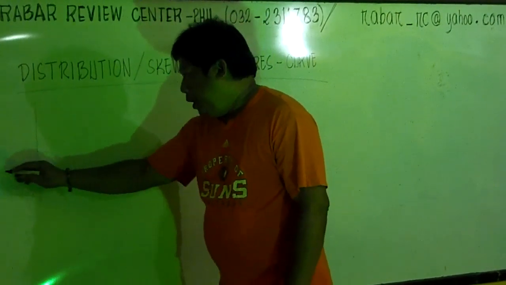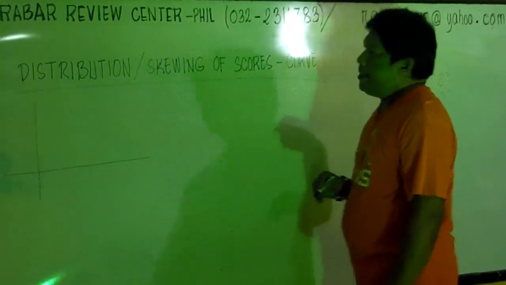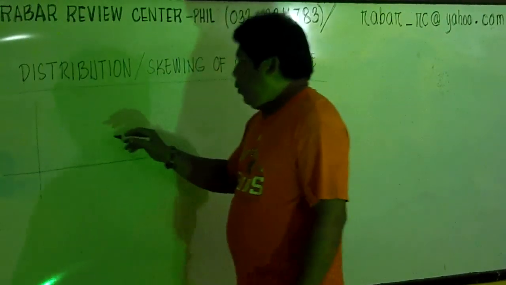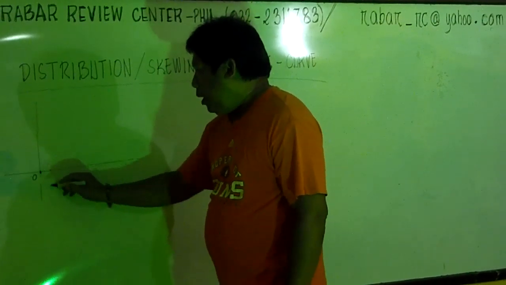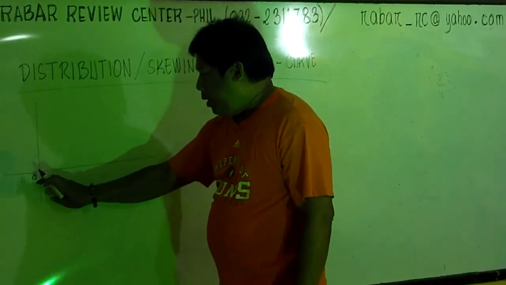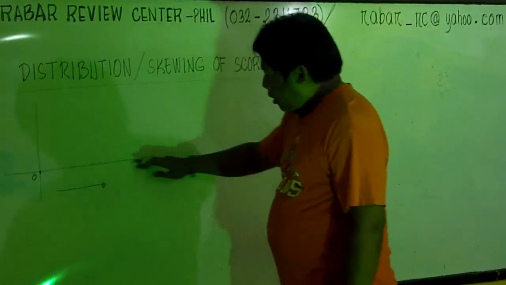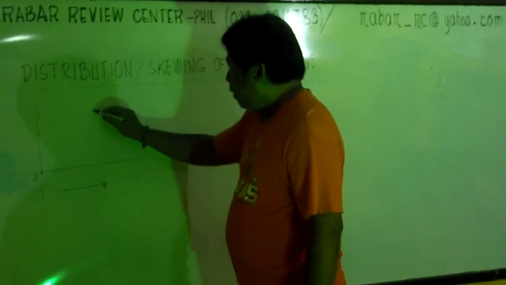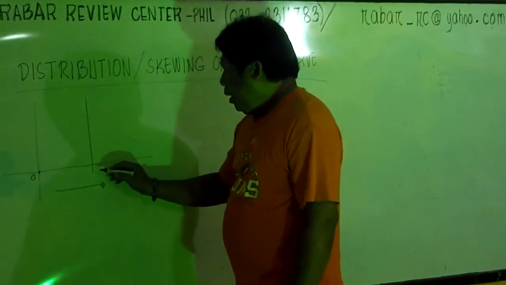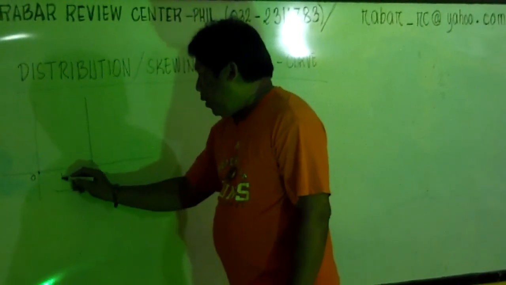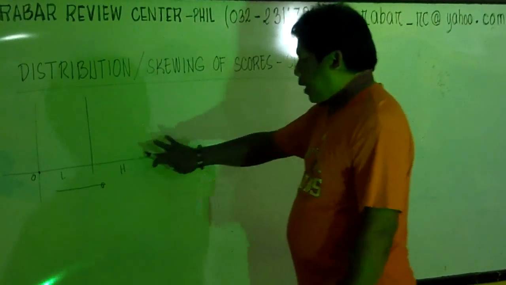We have our vertical and horizontal axis of our curve. If we consider this as zero, the 0 point, all the scores from here increase, so this is in ascending order, and we have even bigger scores here. Shall we say this is the boundary of the two classes. This part is for lower scores, and the other side is for higher scores.